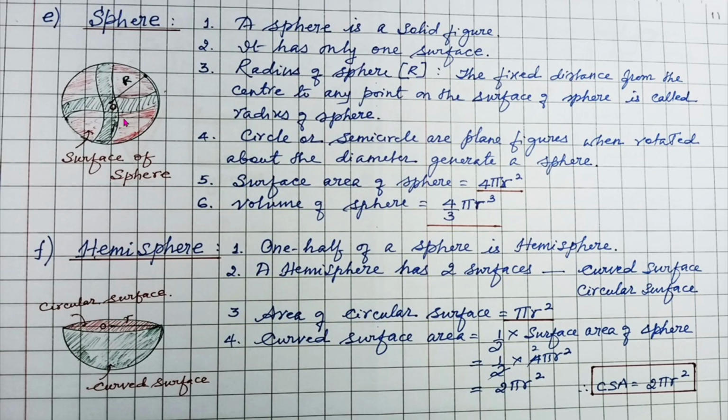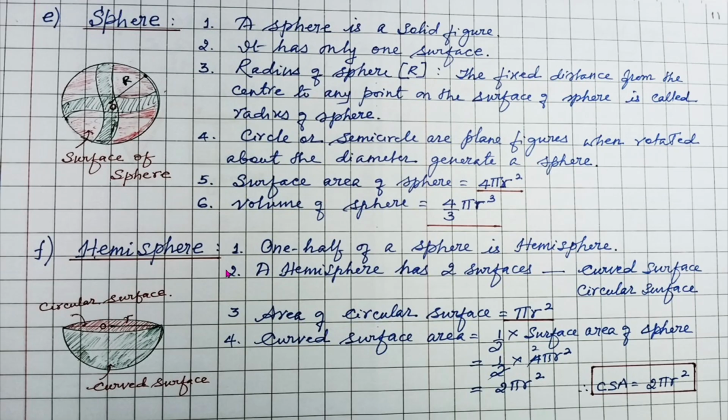Now the surface area of a sphere: since it has only one surface, the surface area of a sphere is 4 pi r square. We'll learn how to derive this. And the volume of a sphere is 4 by 3 pi r cube. So please remember that. Now coming to the next very important solid figure, that is hemisphere.